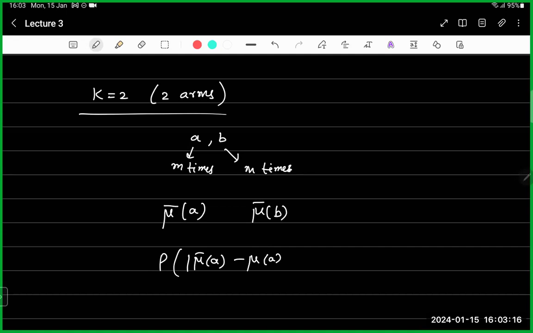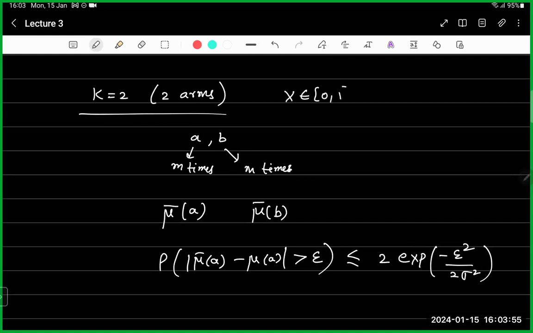This is what we are observing. What is the probability that this deviates from the true mean? If you use the Chernoff bound, what is the bound that we are having? 2 times exp of minus epsilon square by 2 sigma square. Let's assume for simplicity that our random variables are bounded between 0 to 1. So that this is simple, and we are having bounded rewards. Our rewards are between 0 and 1.